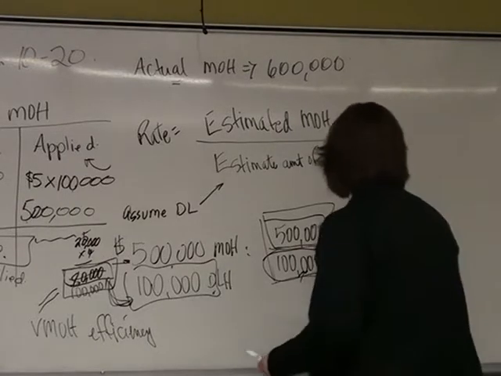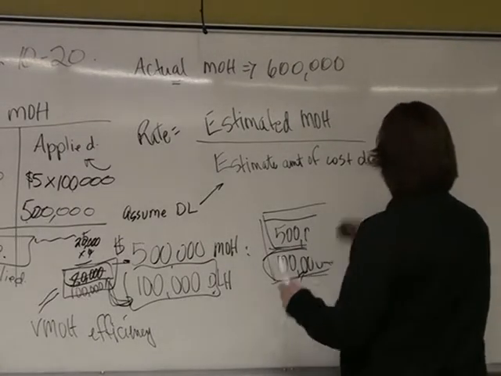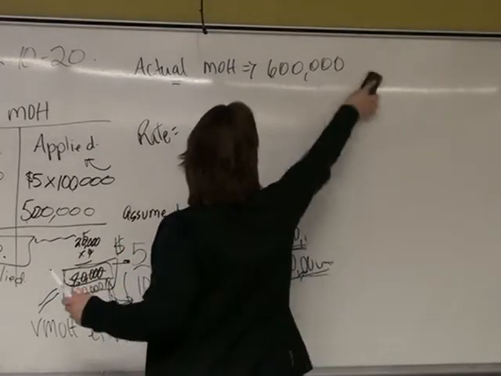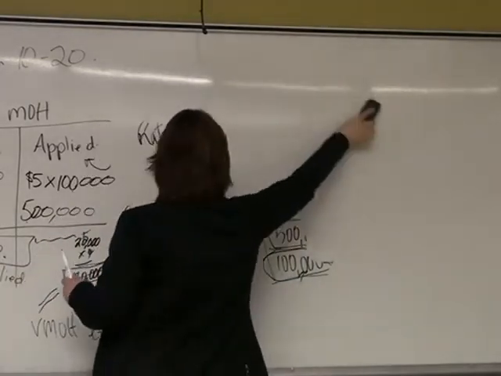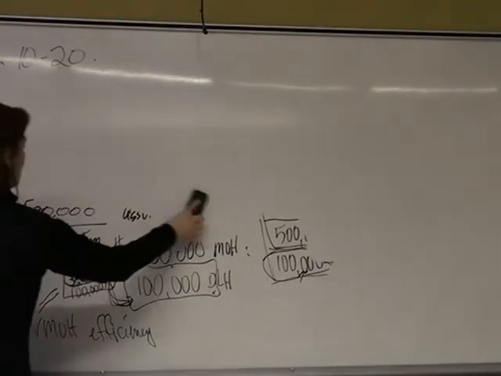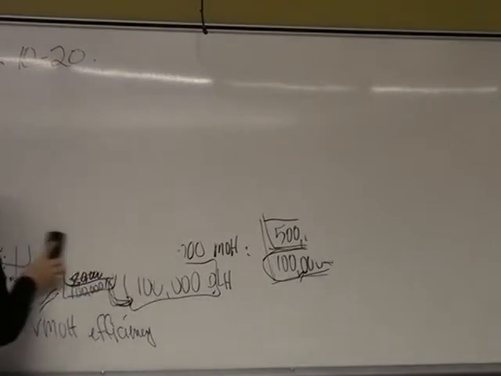So I'm going to erase my numbers, and we're going to look at the example that they have. Just keep it in mind when they're talking about denominators, they're talking about the cost driver itself.